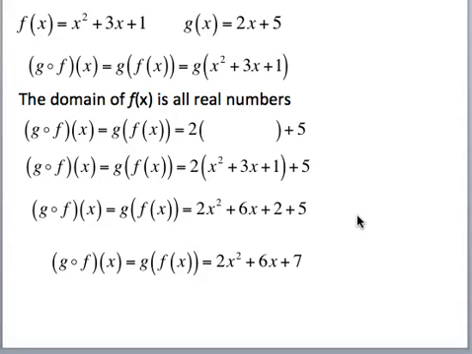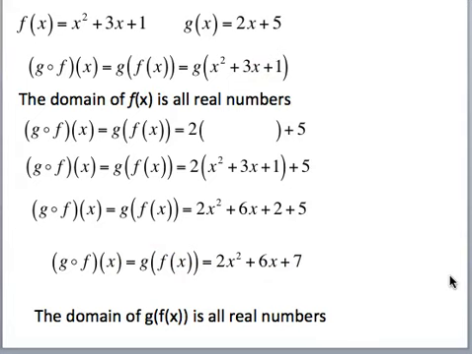Domain issues here. This is also a polynomial, so everything is okay here. Everything was okay on the inside function f here. Everything is okay here on the composition of functions. So indeed, the domain for g of x will be all real numbers.